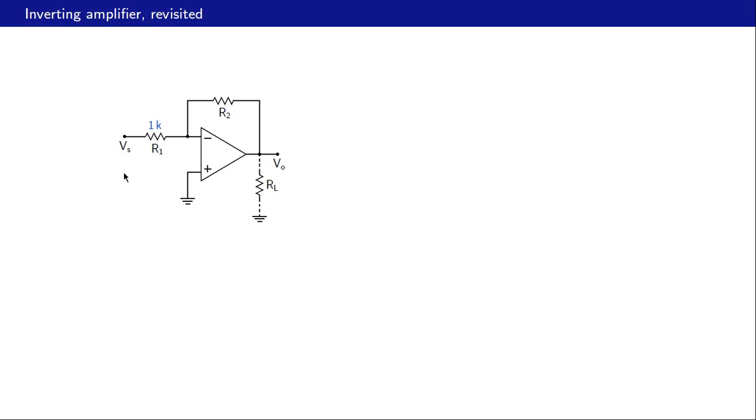Let us now revisit the inverting amplifier, which we have seen earlier, and discuss a very important topic which we have not touched upon so far. So here is an inverting amplifier circuit with R1 equal to 1K, and we are going to change R2, consider different values of R2, and that's why we have not specified the value here.